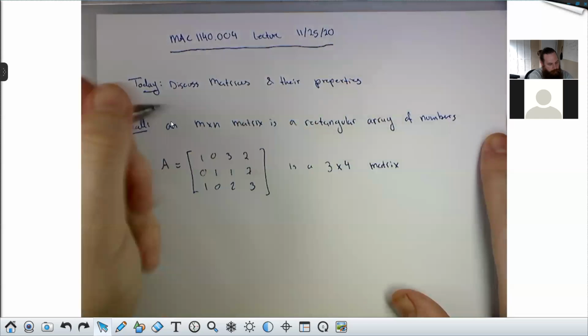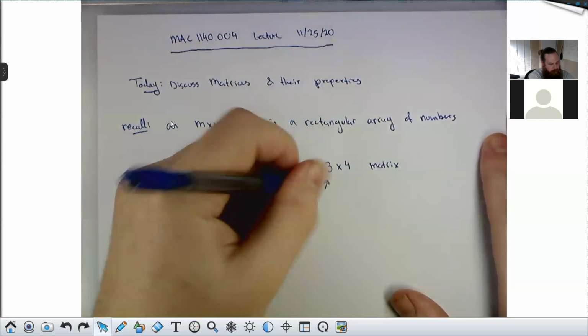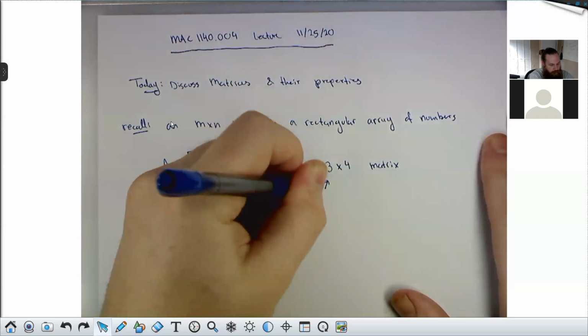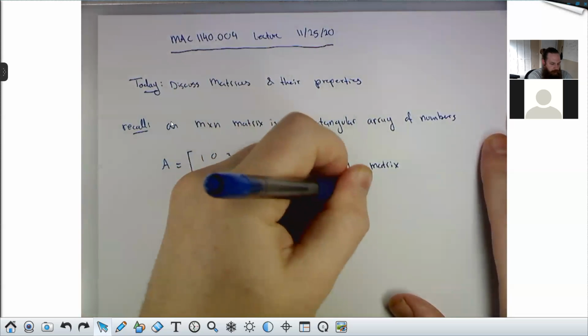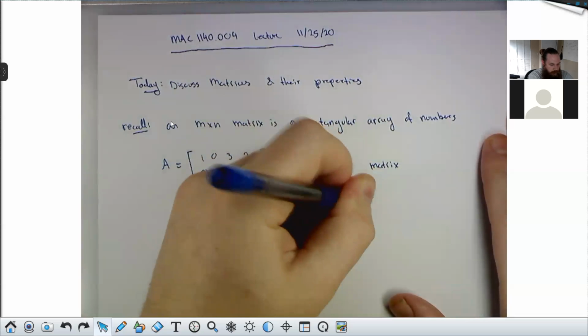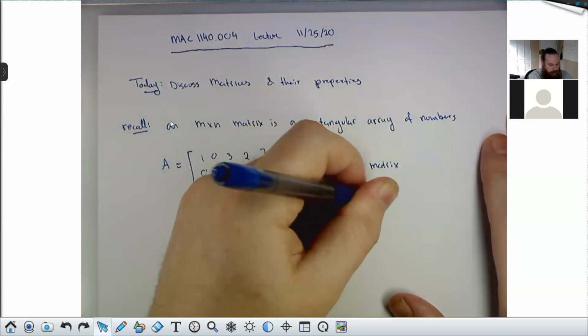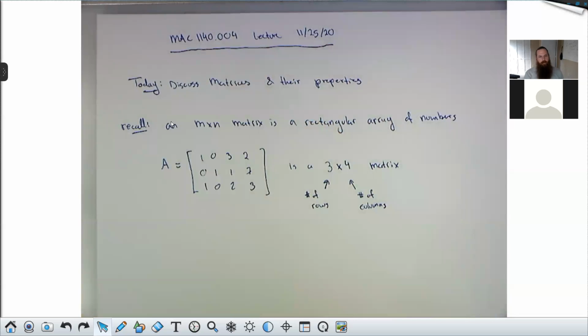So the first number is the number of rows. The second number here is the number of columns. And we saw last time how to take a system of equations and write it in a matrix.